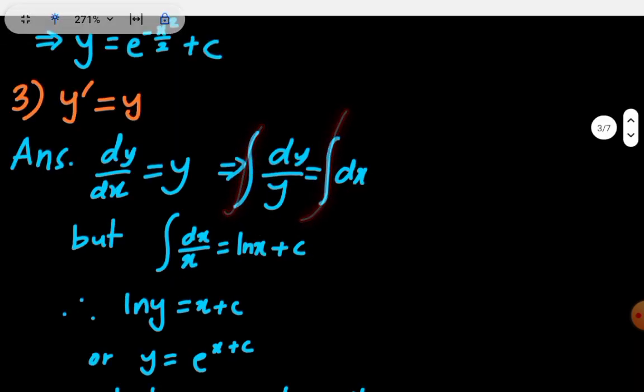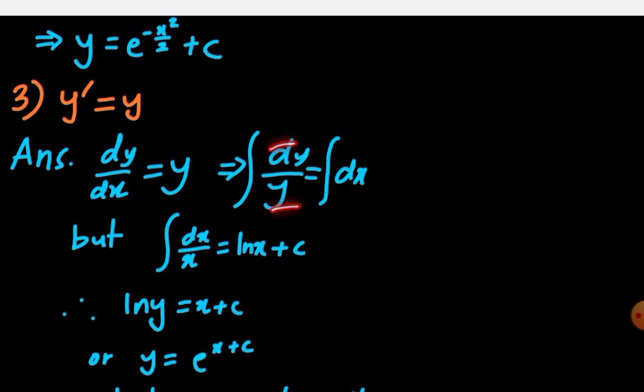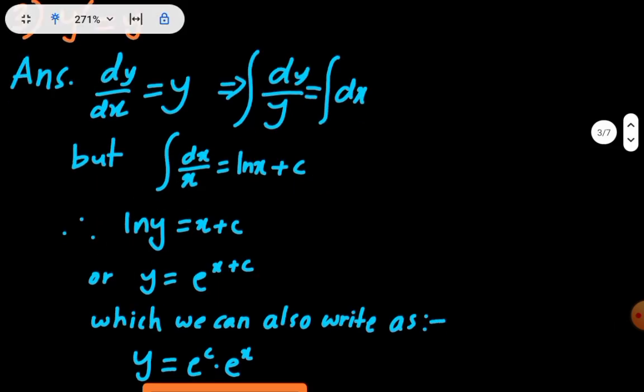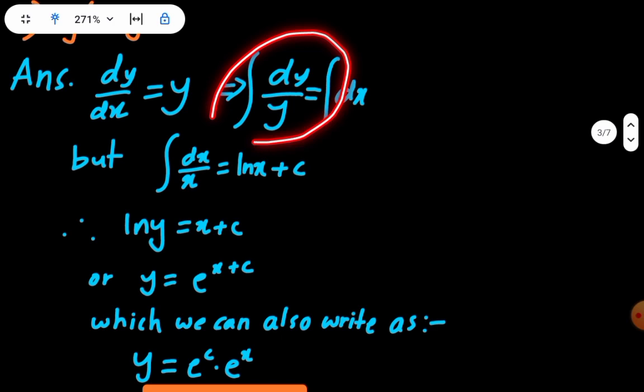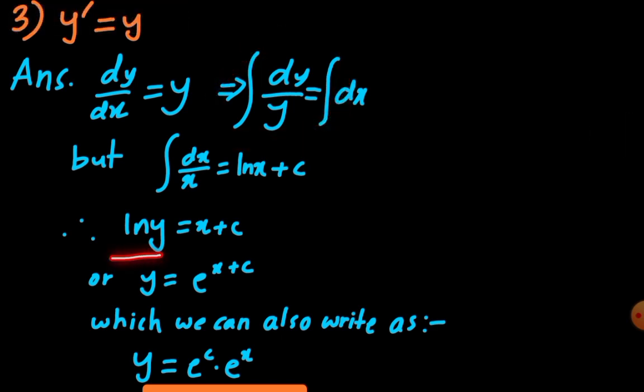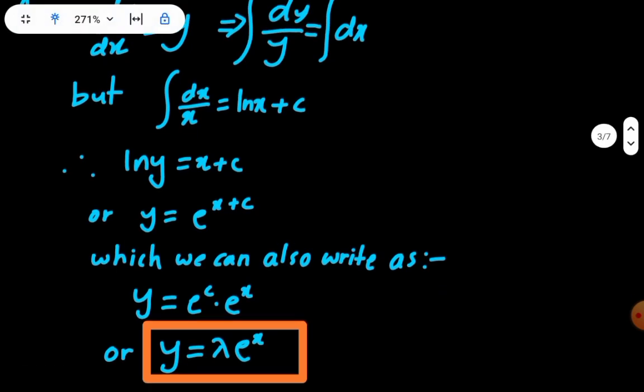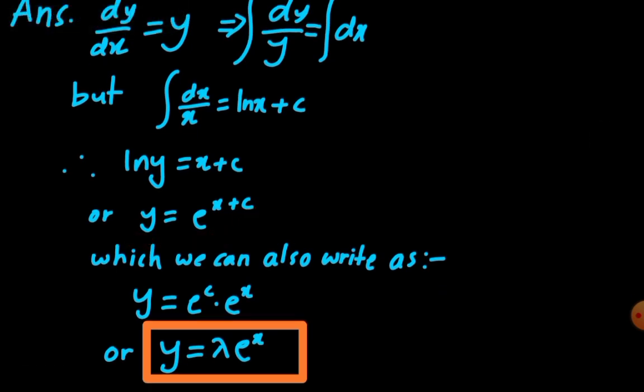We get dy by y and dx, but we know that the integral of dx by x is equal to ln x plus c, and hence similarly we can say dy by y would give us ln y. Hence ln y equals x plus c, or y is equal to e to the power x plus c. Now we can simplify it in a quite beautiful way, which is like this.